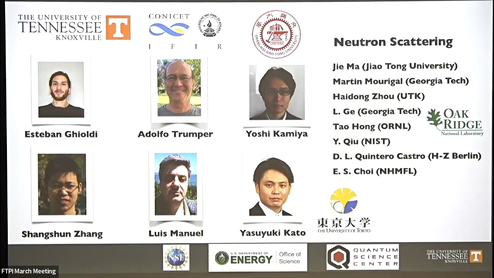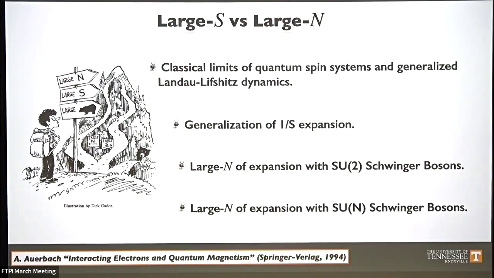But the main motivation is really to develop methodologies that can be used to reproduce experiments. As you will see, these large N approaches are not only useful to classify spin liquid phases, but can also be quantitatively very good, and sometimes better than the semi-classical approaches, at describing experiments. So I will start by reviewing and revisiting some classical limits of quantum spin systems, basically a generalization of the Landau-Lifshitz dynamics. We'll see what that means. It leads to a generalization of the well-known 1 over S expansion. And then I will describe the large N counterpart of that.